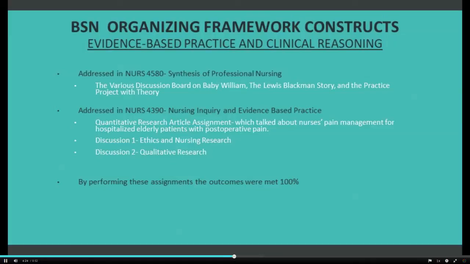The third student learning outcome was evidence-based practice in clinical reasoning, which synthesizes clinical reasoning and judgment in nursing practice, utilizing critical thinking, nursing process, research, and evidence-based practice. This outcome was addressed in Nursing 4580, Synthesis of Professional Nursing. The various discussion boards on Baby William, the Lewis Blackman story, and the practice project with theory.